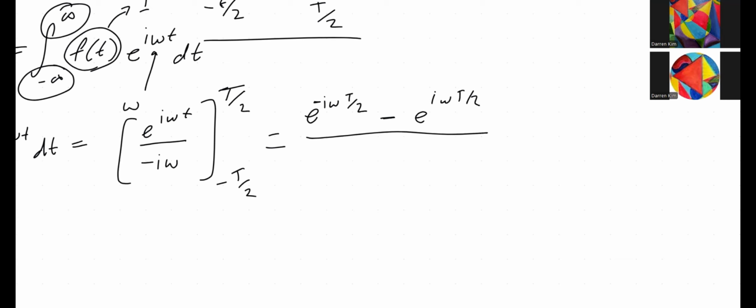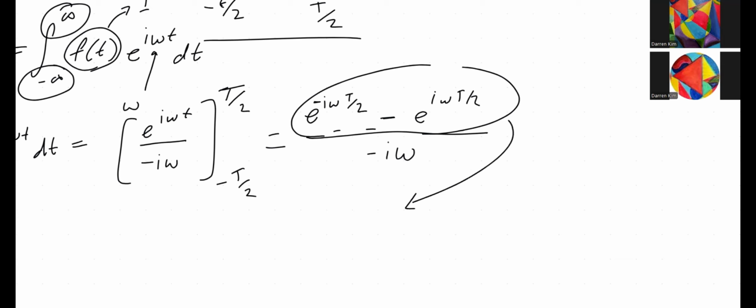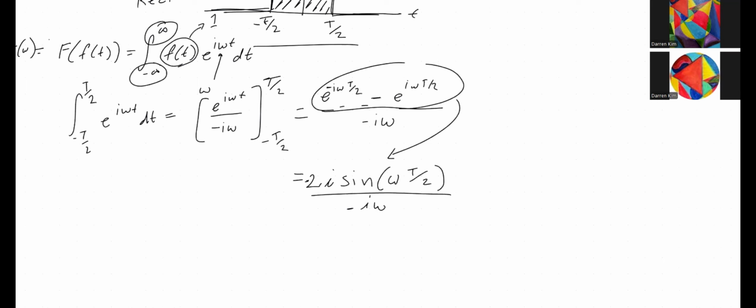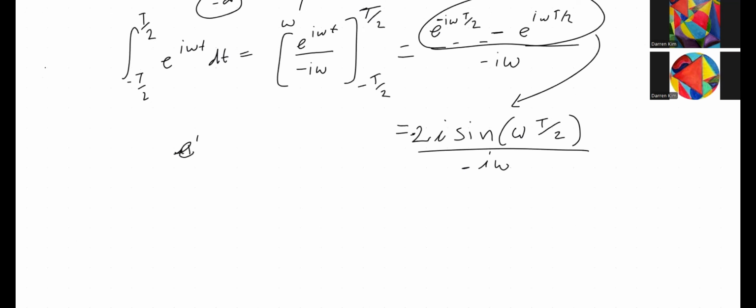One thing you realize is that this top portion is equal to 2i sine of omega t divided by 2. Then you just divide it by i omega, because this is negative. I believe this is actually negative also. This comes from Euler's equation, as we said multiple times. This Euler's equation is going to be important, and we're going to use it multiple times.